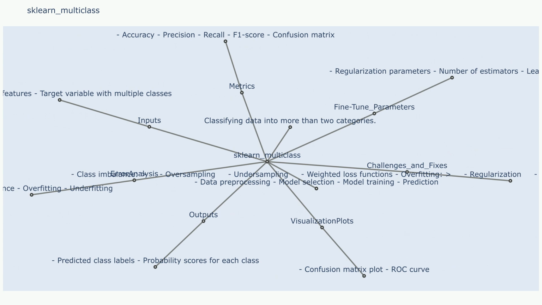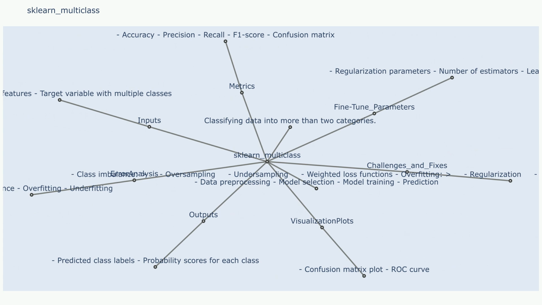Learning rate. This controls the step size taken during the optimization process. A smaller learning rate can lead to slower convergence but potentially a better solution. Number of trees in ensemble methods like random forests. This parameter determines the number of decision trees used in the ensemble. Increasing the number of trees can improve the model's accuracy but may also increase computational complexity.